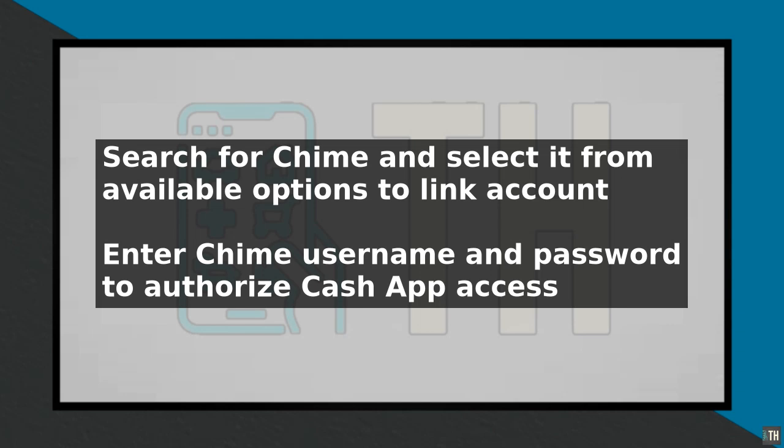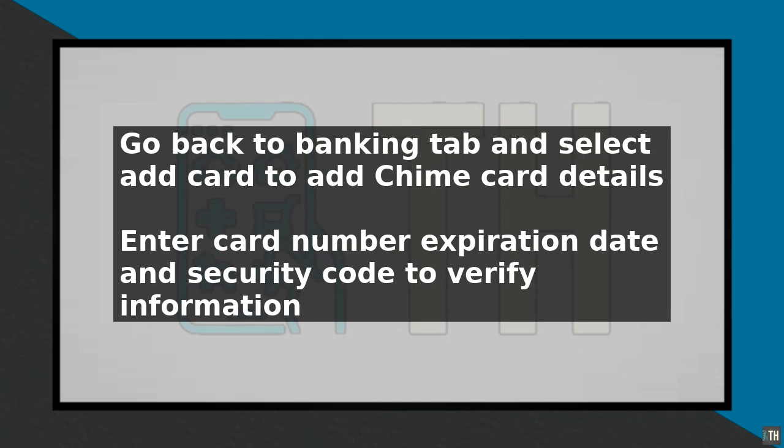To do this, go back to the Banking tab and select Add Card. Enter your Chime card details, including the card number, expiration date, and security code. Verify that the information is correct and then confirm that you want to add the card. After you have added your Chime card, you can use it to send and receive money through Cash App.